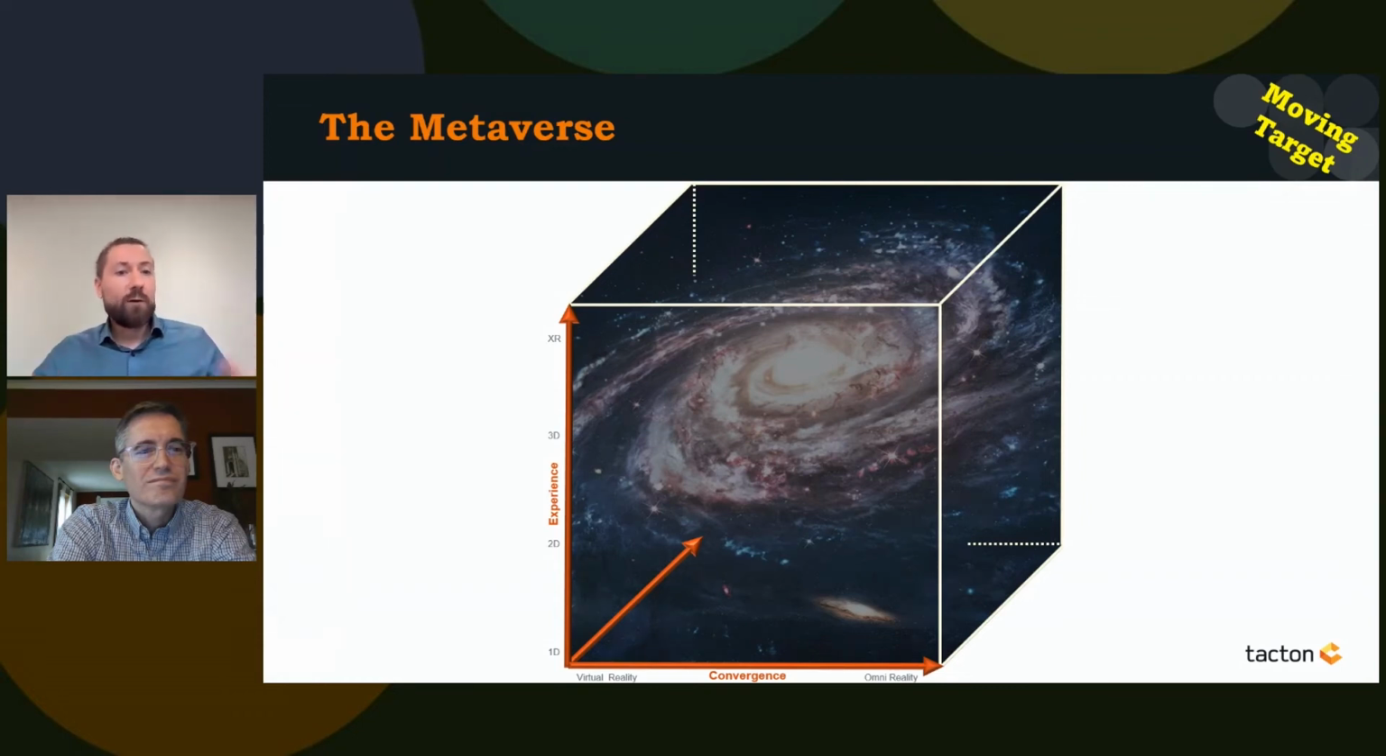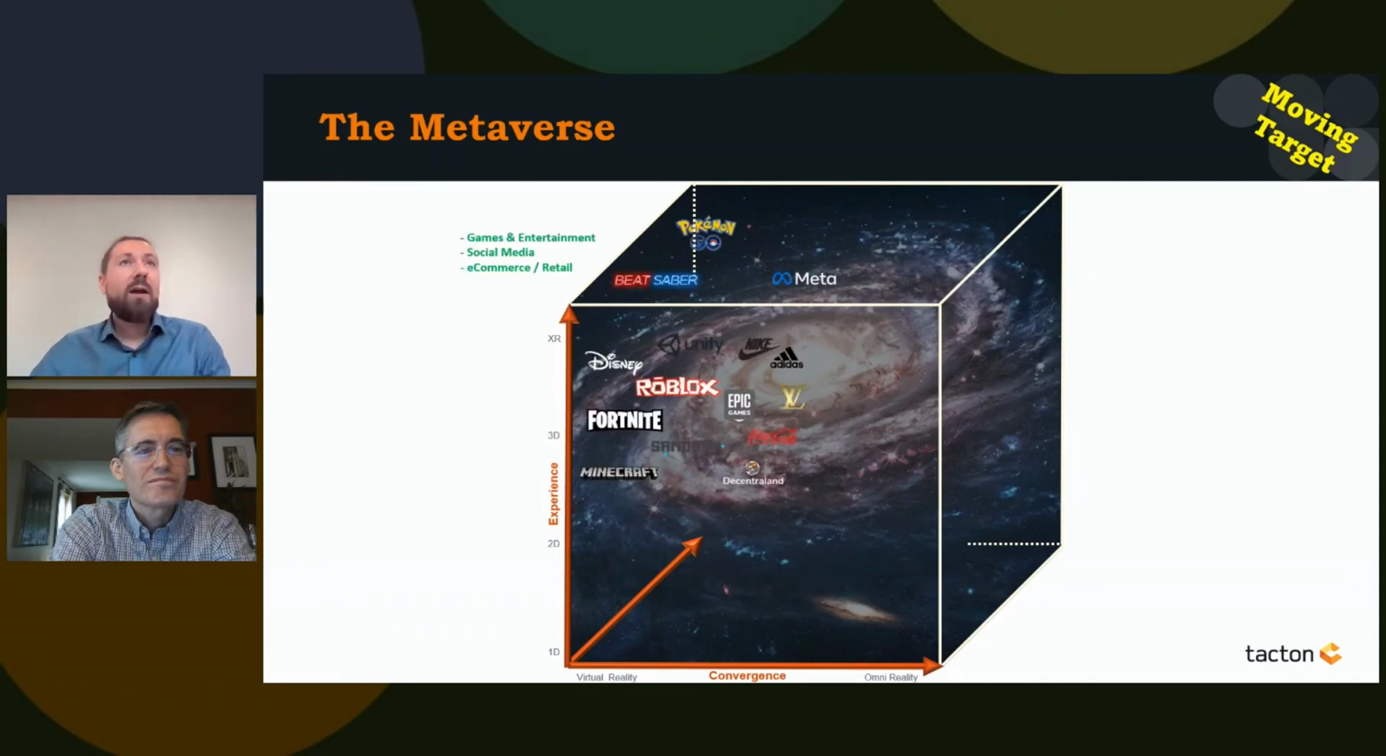And now adding a few examples to that cube. So a lot that you can read about today are companies that are more located in the upper left area or corner of that cube.